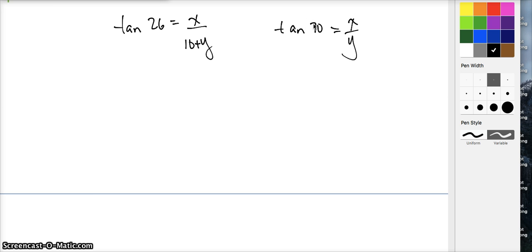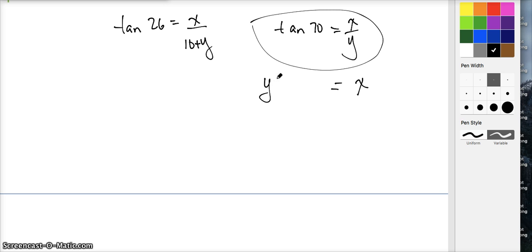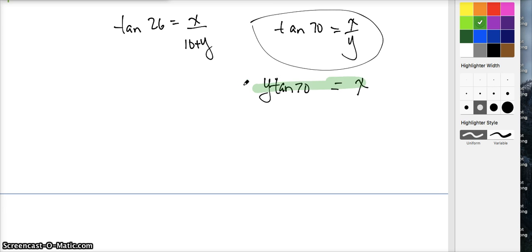We could solve this, but I want to make it calculator ready. So I'm going to do a lot of algebra here. So watch what I'm going to do. I know I need to substitute because I need to solve one equation with one variable. So I'm looking at this situation here. I'm thinking X is easy to solve for, because I can just multiply both sides by Y. So X is equal to Y times the tangent of 70. Are you with me? Multiply both sides by Y. And we take that and we plug it in for the variable into the other equation.